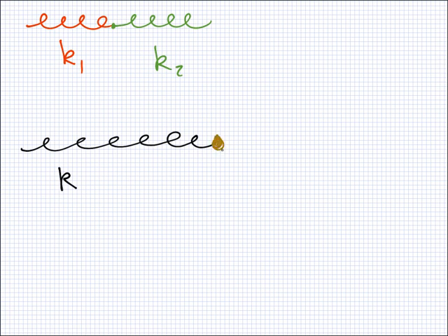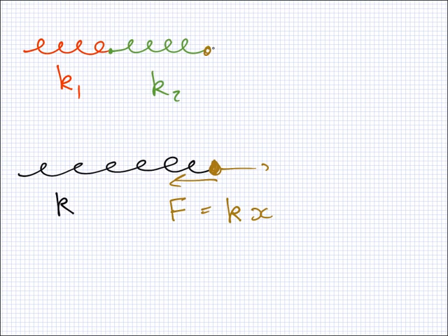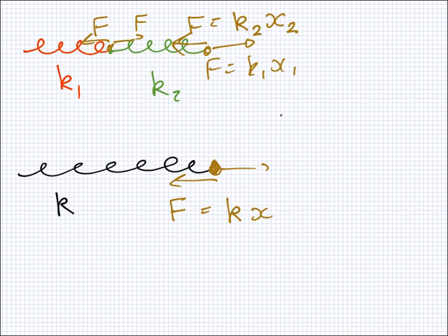Right. Let's see. So here, if I pull here so that I get a force backwards here of F, that F will equal Kx. And here, if I pull here, this pulls back with a force that will equal K2X2. And then here, that F will be the same as that F, and that F is K1X1. So I have K1X1 equals K2X2, which equals Kx. And I also have X equals X1 plus X2.